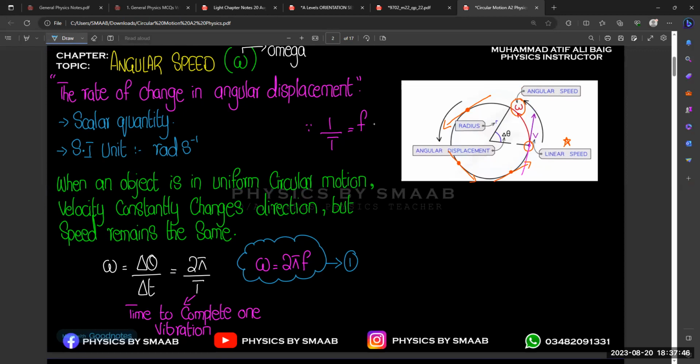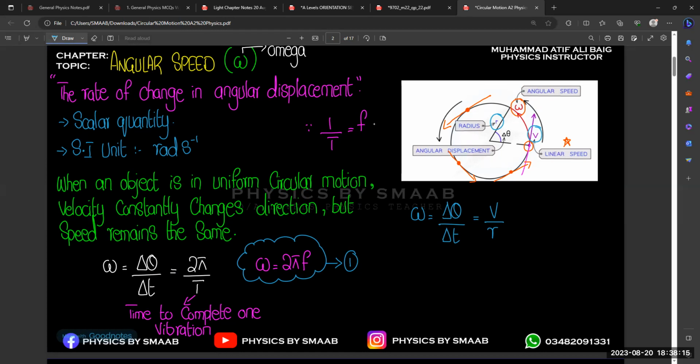So we can say that omega can also be written as delta theta over t, or v over r, because we know that v is the linear component of speed, and r is the radius. So if we divide v over r, that will also give you the value of angular speed.